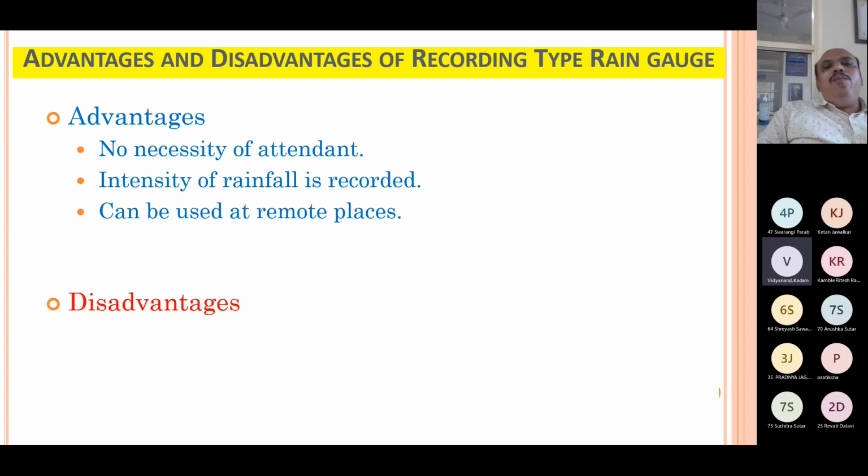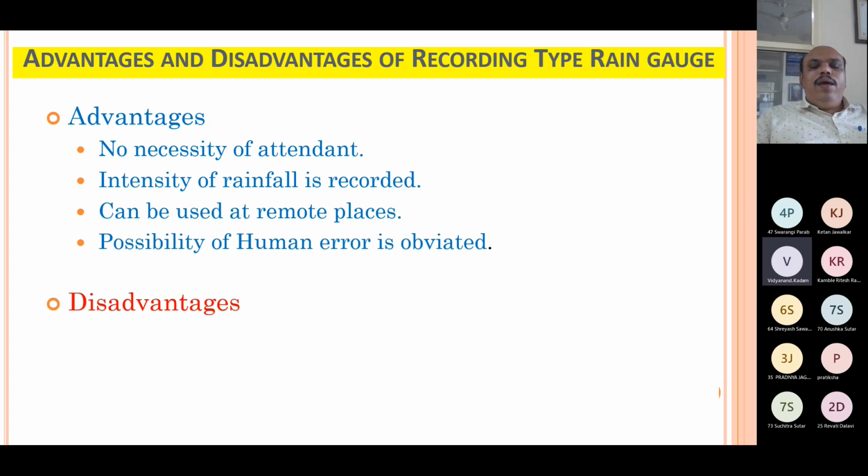Then one more advantage is that it can be placed at remote places. So every day it is not necessary to visit the rain gauge station. So it can be placed at remote places in hilly areas. That is one more advantage of recording type of rain gauge. And as explained by someone, possibility of human error is neglected. So these are the merits of recording type of rain gauges.